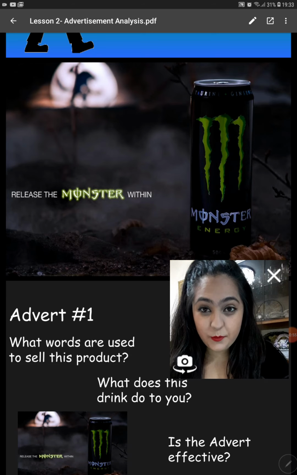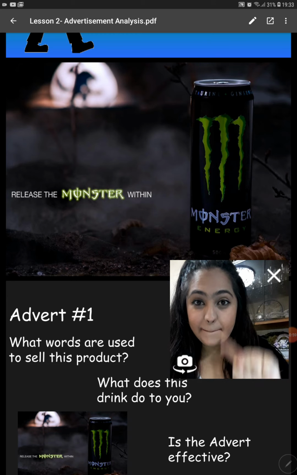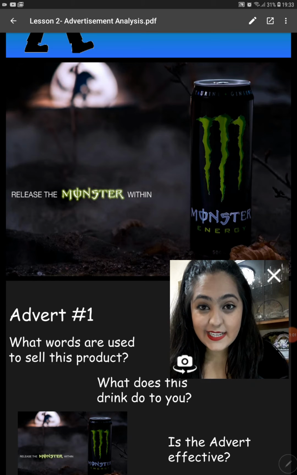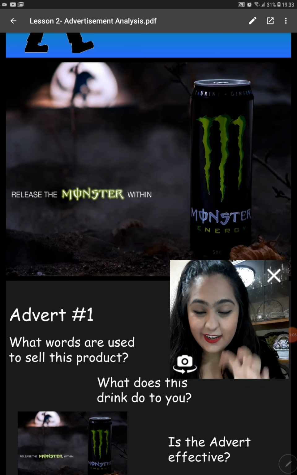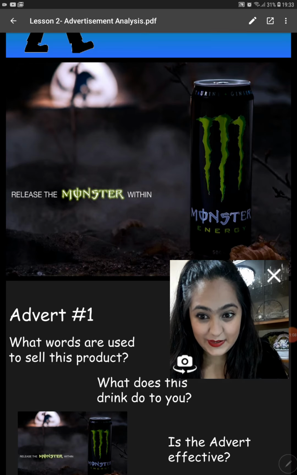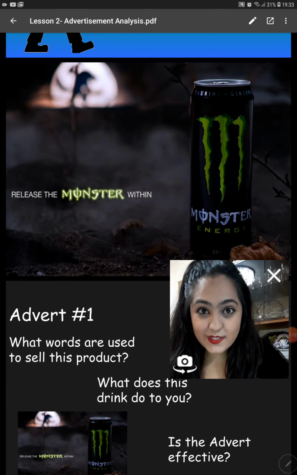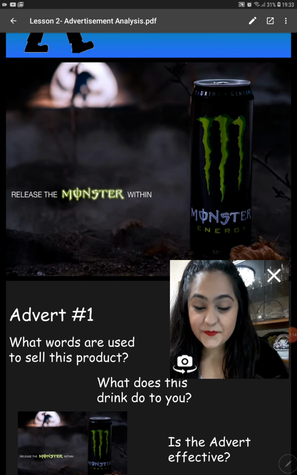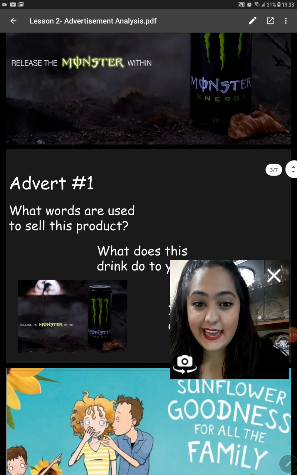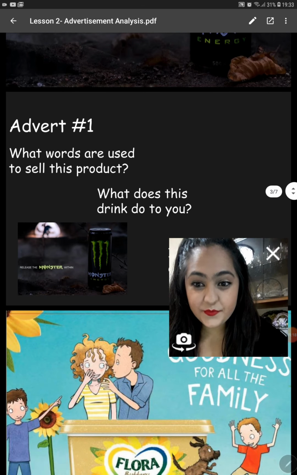Now, let's look at what the bottle says. Firstly, it has an M letter, which stands for Monster. And it's written in green and it looks really, really scary. And it says, release the monster within. So, let's analyze this advert now.